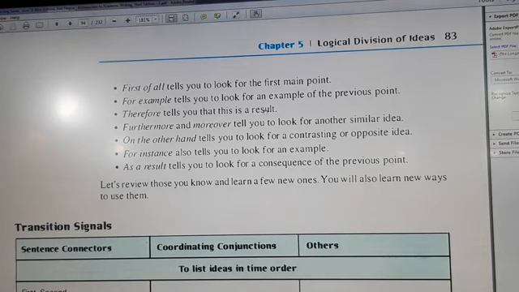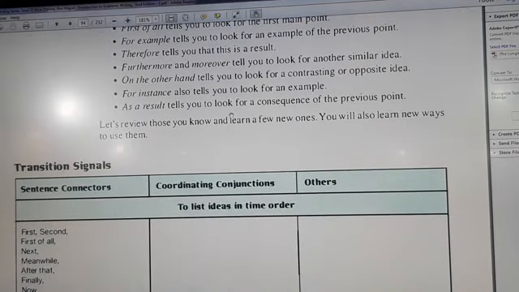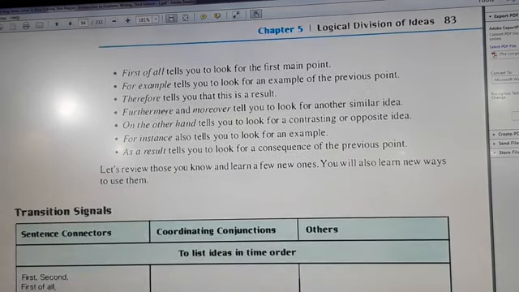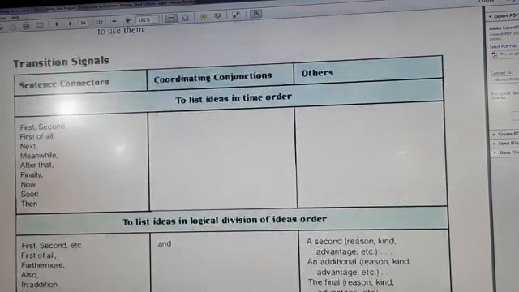So, for example, if I say first of all, it tells you to look for the first main point, okay? Or if I say, for example, it means here we give an example about a certain previous point. Therefore, it means that here I indicate the result, and so on and so forth. By the way, these expressions are important. Their meanings are important. You have to keep them. And here are the examples about these words and expressions or signals.